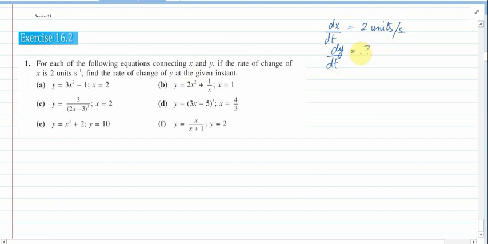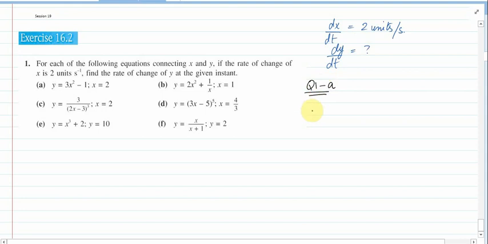Alright, so it is not a difficult question. What is the strategy that I'm going to follow? First I will explain the first part and then I will give you the second part to do by yourself. You need to give it a try and then I will tell you the solution of that part. So let's begin with question number 1, part A.